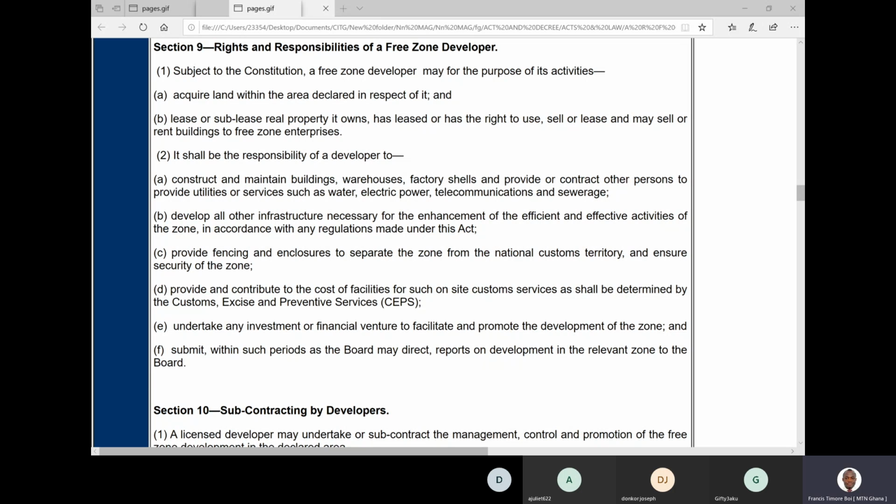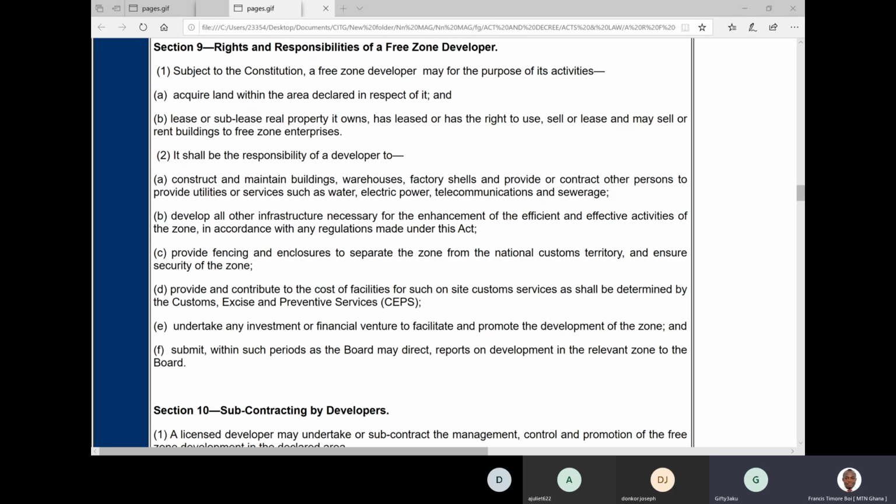Okay, continue for us. E. The undertaking of an investment or a financial venture to facilitate and promote the development of the zone. Okay, and then the last one. F. The submission, within the periods directed by the board, of reports on developments in the relevant zone to the authority.